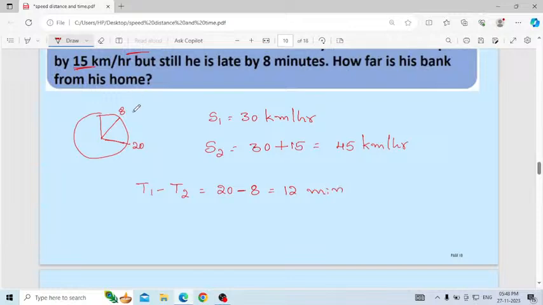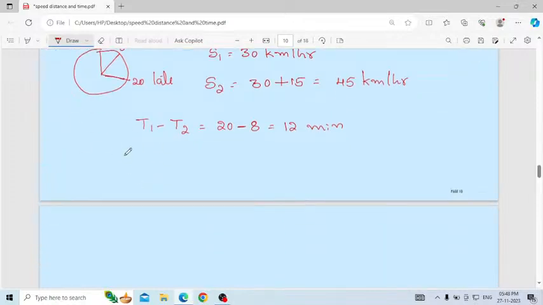Both are late, this also late, this also late. When you have the same pattern, late, late, then you have to subtract the timings. When you have a late, early combination, you have to add the timings. That is the little trick you have to remember when solving this kind of problem. Here T1 minus T2, the time difference, will be the same, equal to distance, which is the same, but the speed differs.